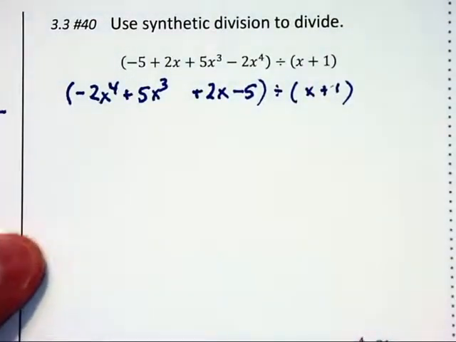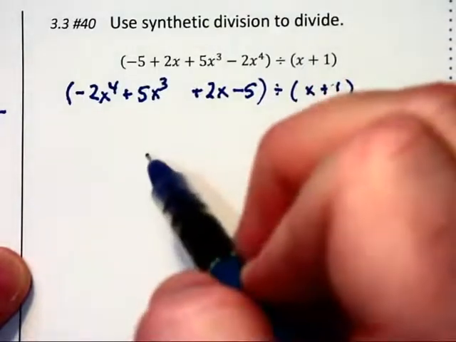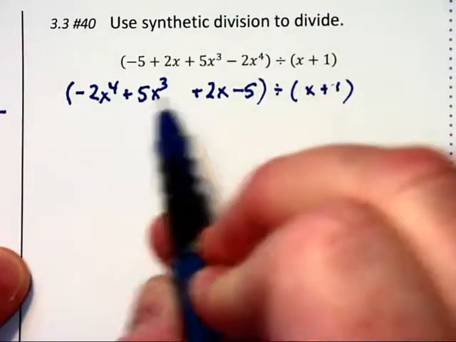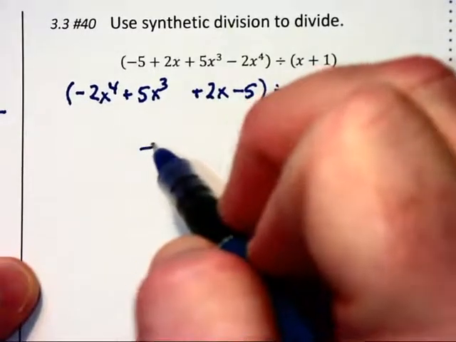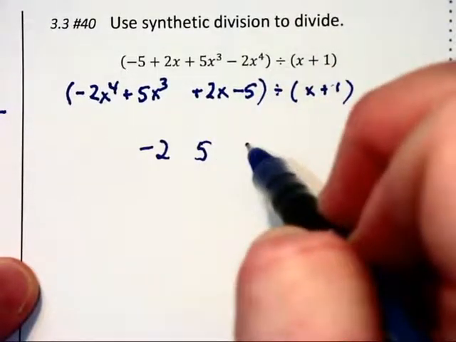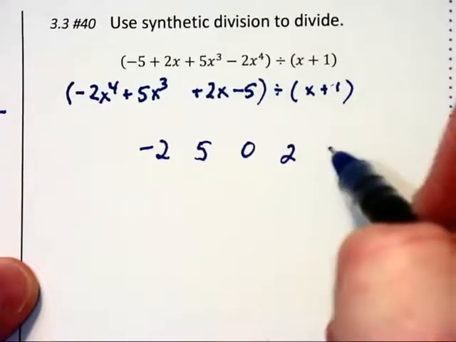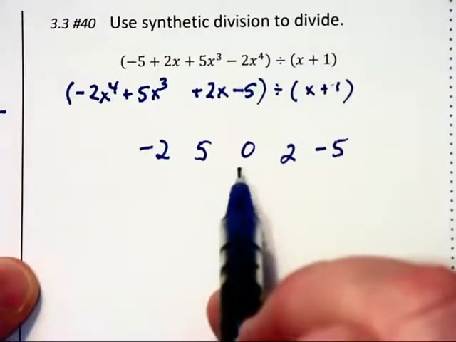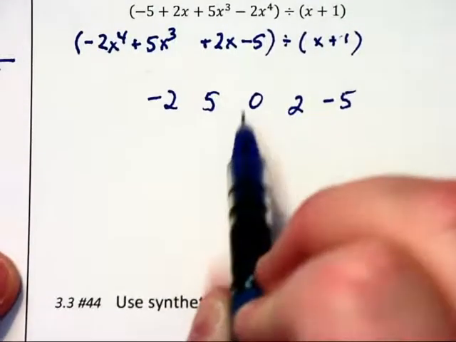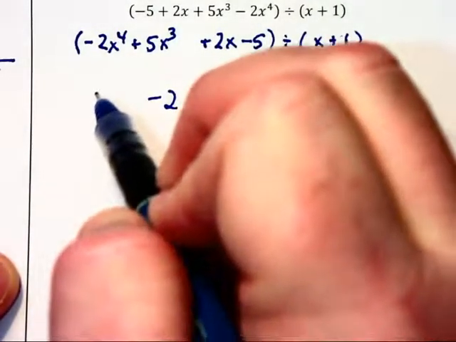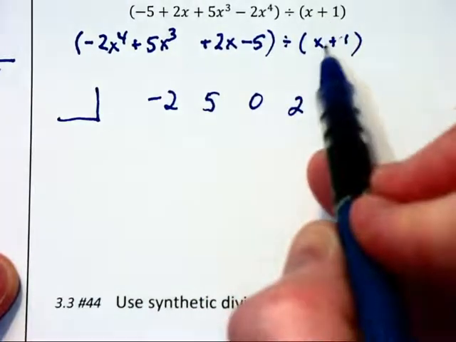Here's how we do synthetic division. We begin by writing the coefficients of our dividend, which will be negative 2, 5, 0, 2, and negative 5, inserting that 0 to represent the term that we skipped over, the missing x squared term. And our divisor is x plus 1.